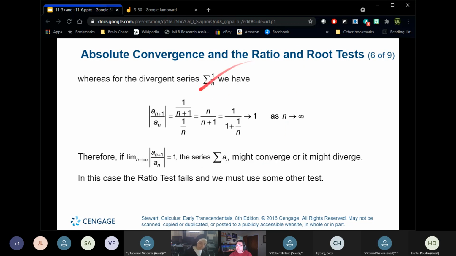Now, if I look at the harmonic series, 1 over n, I know that one's divergent. If we do the same thing, 1 over n plus 1 over 1 over n, that one also goes to 1. So that's why if it equals 1 it doesn't really help, because some of those functions are going to go to 1 and be divergent, and some of those functions are going to go to 1 and be convergent. So that's why that value doesn't give me any information, and we have to use a different test.